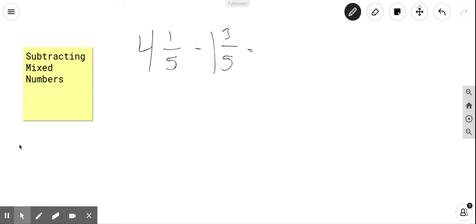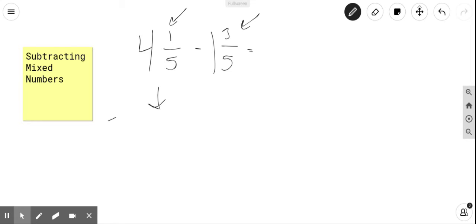Next, we have 4 and 1/5 minus 3 and 1/5. I'm sorry, that's not true at all. We have 4 and 1/5 minus 1 and 3/5. Sorry, I switched those numbers around. And we have to look, is the 1/5 larger than the 3/5? It is not, which means we have to borrow from right here.